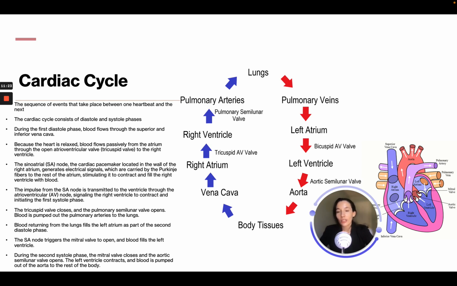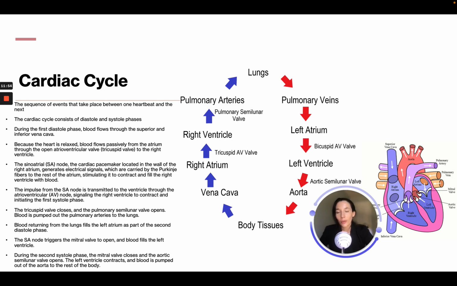And because the heart is relaxed, blood flows passively from the atrium through the open atrioventricular valve, or the tricuspid valve, to the right ventricle. The sinoatrial, or SA node, is the cardiac pacemaker located in the wall of the right atrium. It generates electrical signals which are carried by the Purkinje fibers to the rest of the atrium, stimulating it to contract and fill the right ventricle with blood.